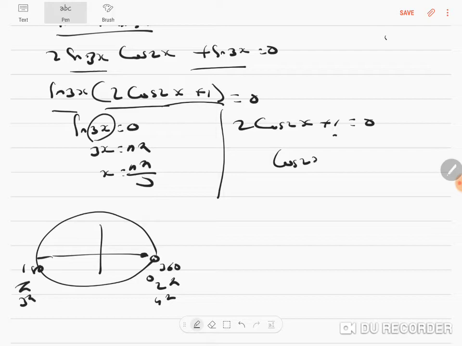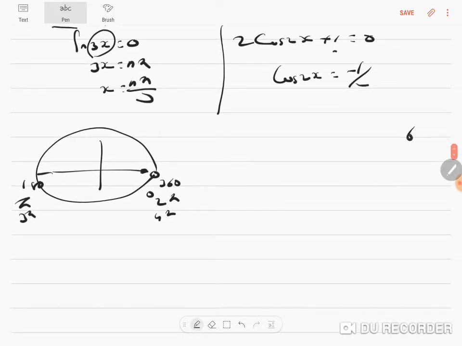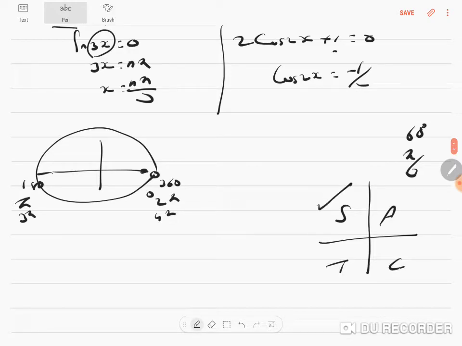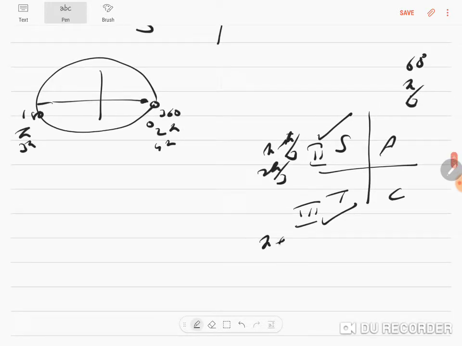Here, cos 2x is equal to minus 1 by 2. When will cos be 1 by 2? 60 degree or pi by 3. But here the cos value is negative. All Students Take Coffee: cos can be negative in the second or third quadrant. Pi by 3 will become pi minus pi by 3, which is 2 pi by 3. Pi by 3 in the third quadrant is pi plus pi by 3, which is 4 pi by 3.